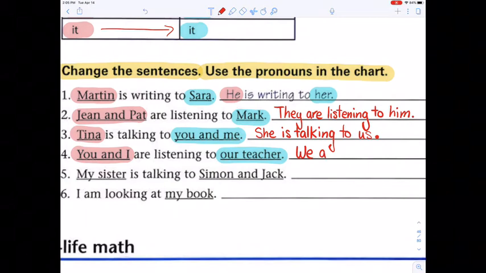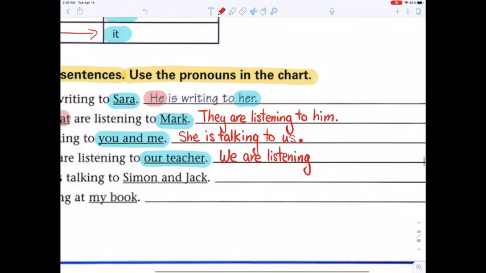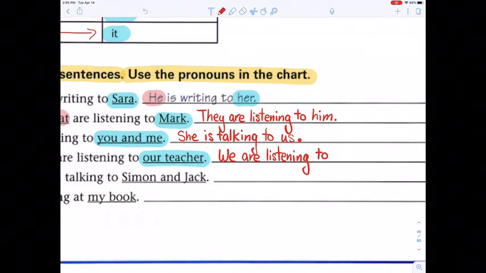We are listening to, and it's our teacher. Okay, who's our teacher? Is it a man or a woman? That's right. My name is Jessica and I'm a woman. So which pronoun can we use for an object if it's one woman? Her. Exactly. Not we are listening to she, but we are listening to her.